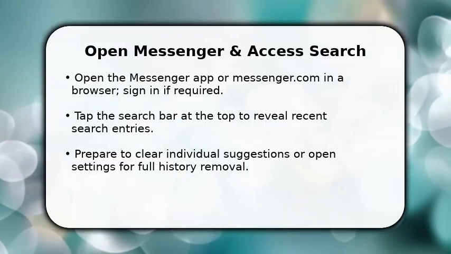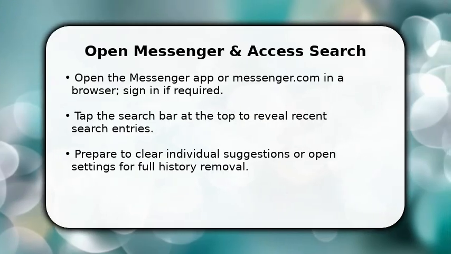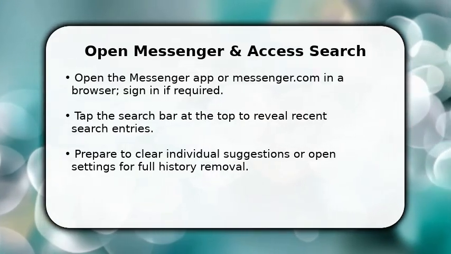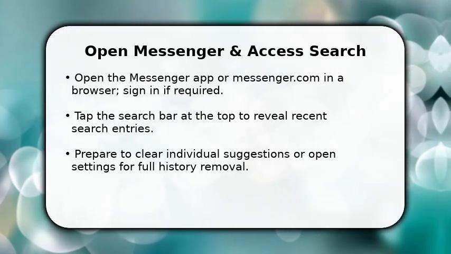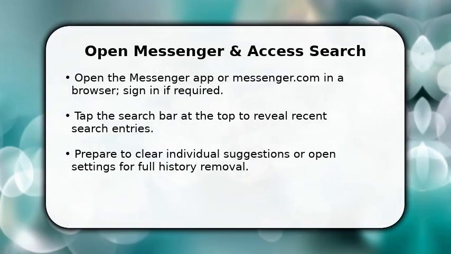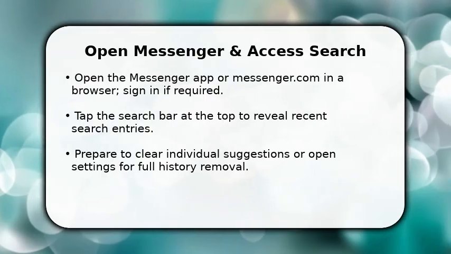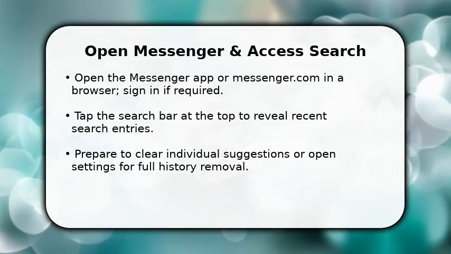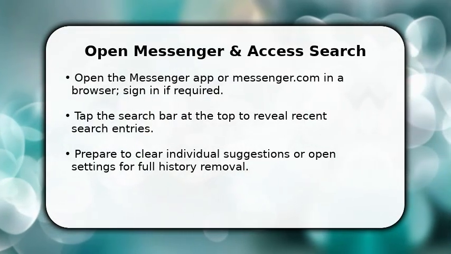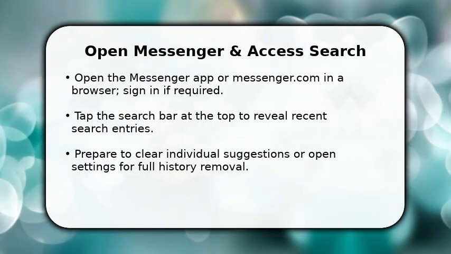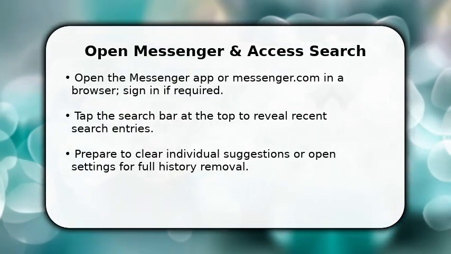You open Messenger and tap the search bar immediately. This shows recent searches and suggestions. Once visible, you can remove single entries right away by pressing and holding or swiping, depending on your device, which prevents them from reappearing. Make sure you're signed into the correct account so you don't clear someone else's history.